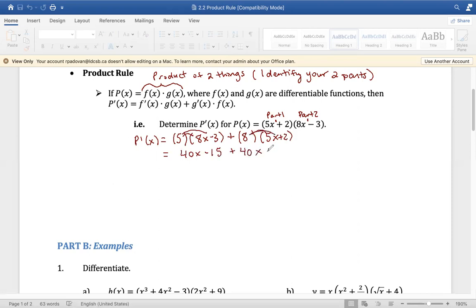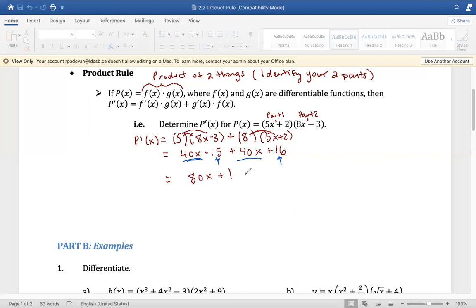8 times 2 is plus 16, and then collect your like terms, right? So we've got a single x with an exponent of 1, single x with an exponent of 1, and then we have numbers or constants. So if we add those together, 40x and 40x is 80x. Negative 15 plus 16 is 1. So we get 80x plus 1.